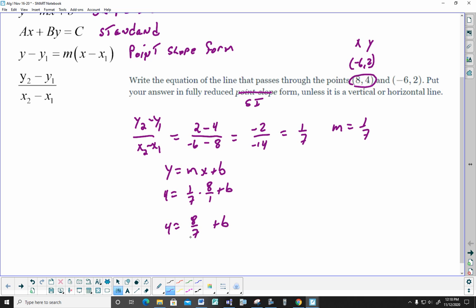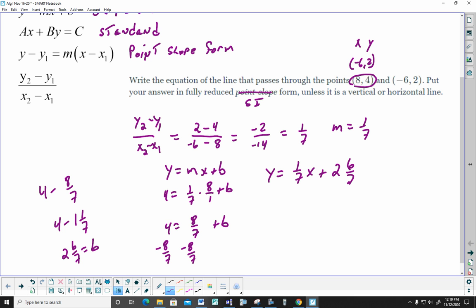Now, you haven't done anything with fractions, I'm just pushing this to its limit. I would subtract the 8/7 from both sides. To do this, I'm going to think of it as 4 minus 1 and 1/7. If I cut the 1 off, I'm at 3. Then I take the 1/7 off, so it's 2 and 6/7 is your b. So your final answer, after all that, is y equals 1/7 x plus 2 and 6/7. Again, I know you haven't done anything with fractions, and that's okay.